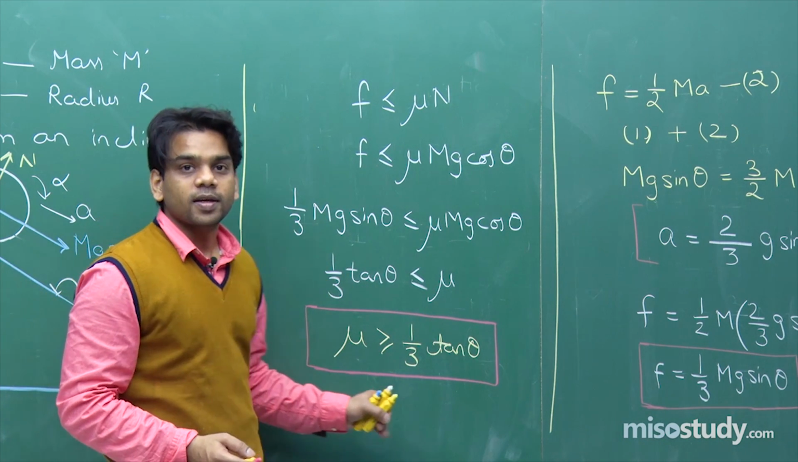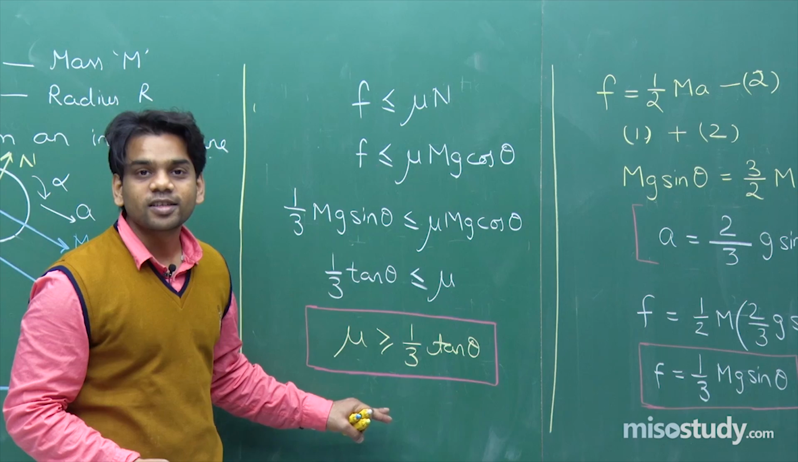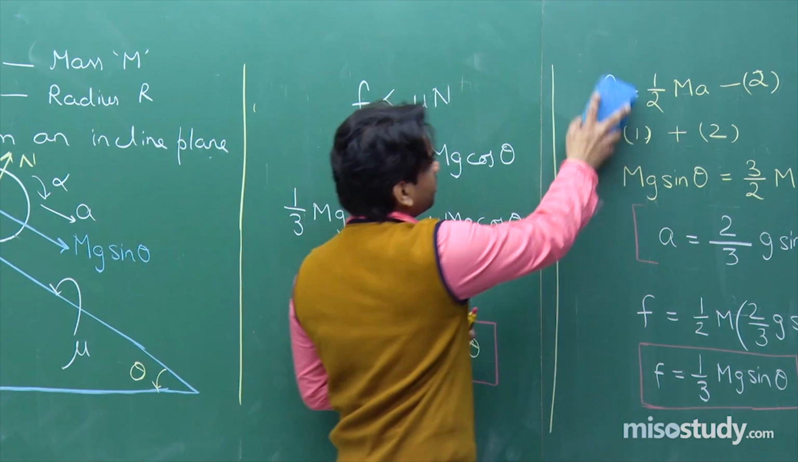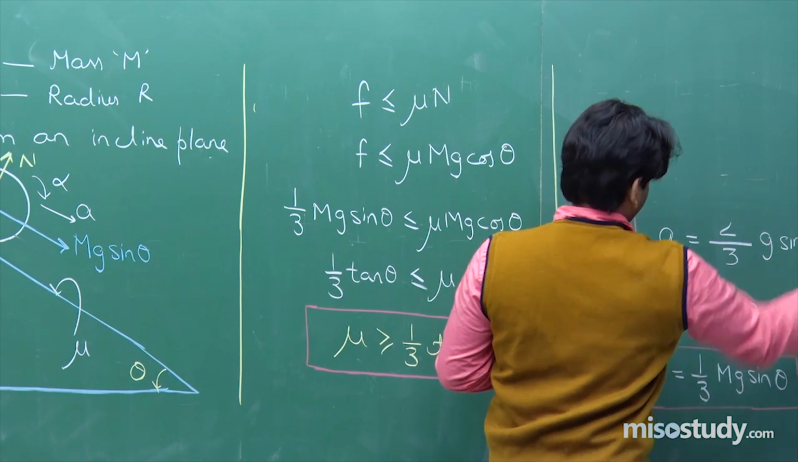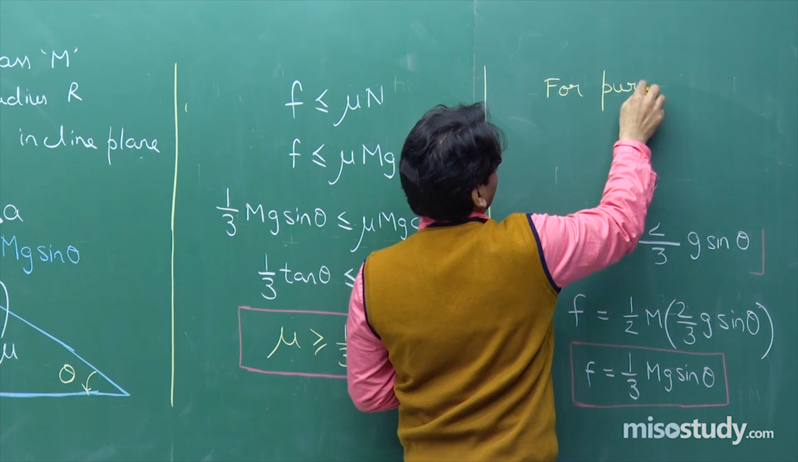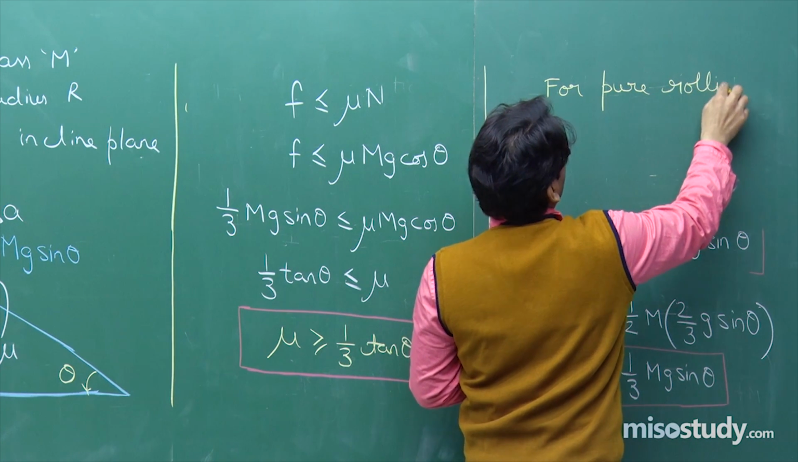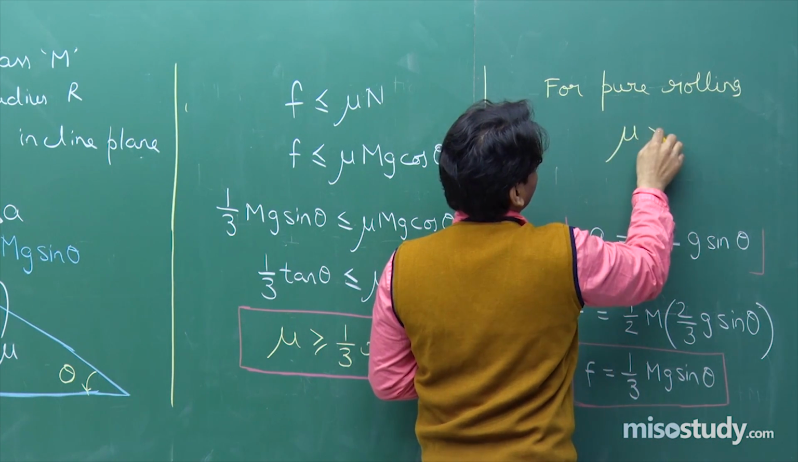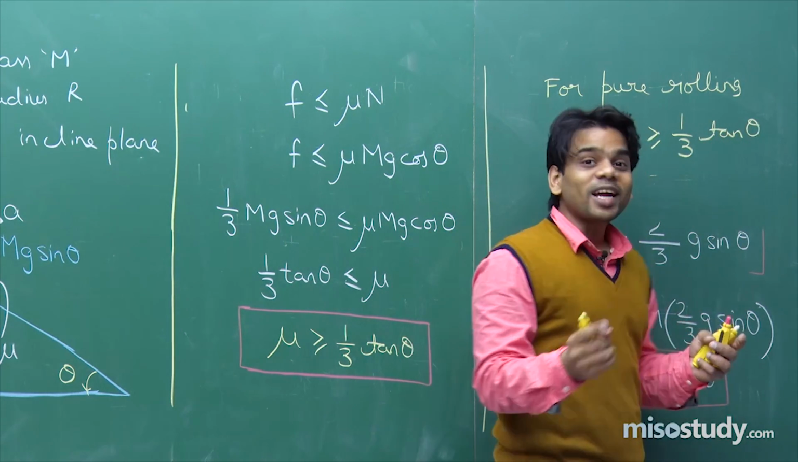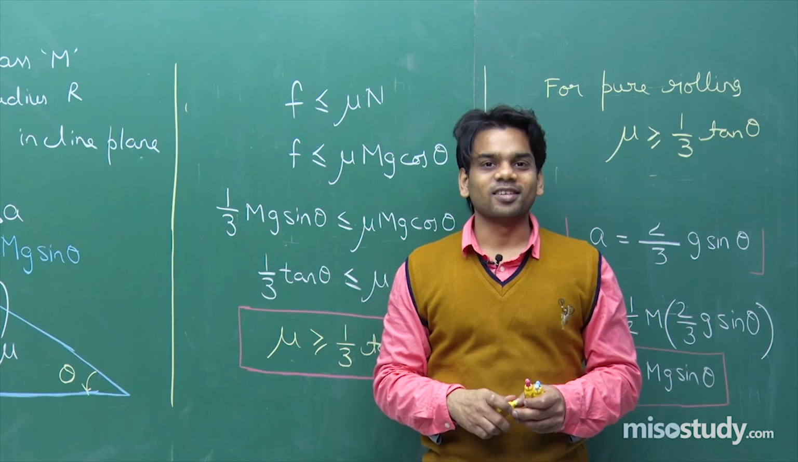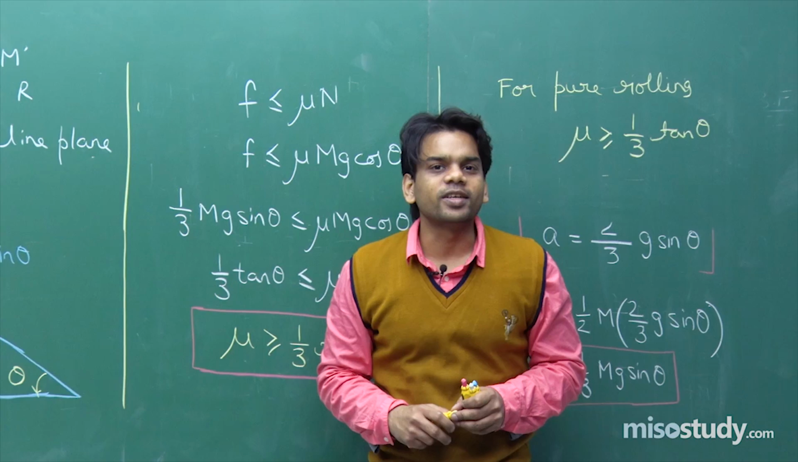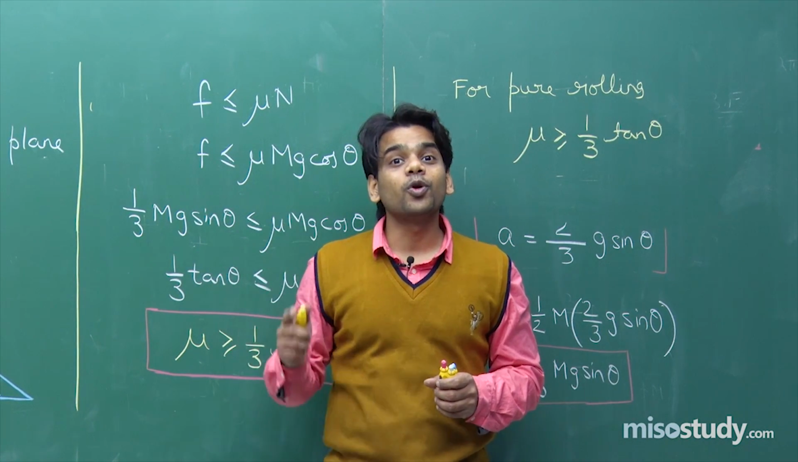For pure rolling, the minimum value of coefficient of friction should be 1 by 3 tan theta. So I am writing this result separately. For pure rolling, mu should be greater than or equal to 1 by 3 tan theta. This should be at least the value of coefficient of friction. It has got no maximum value. You can increase the value of coefficient of friction, still the body will be in pure rolling motion.